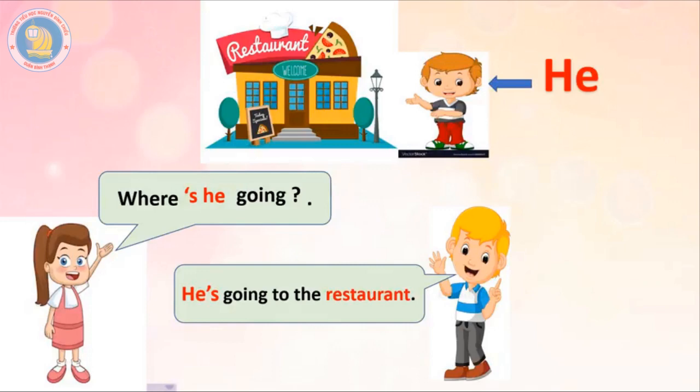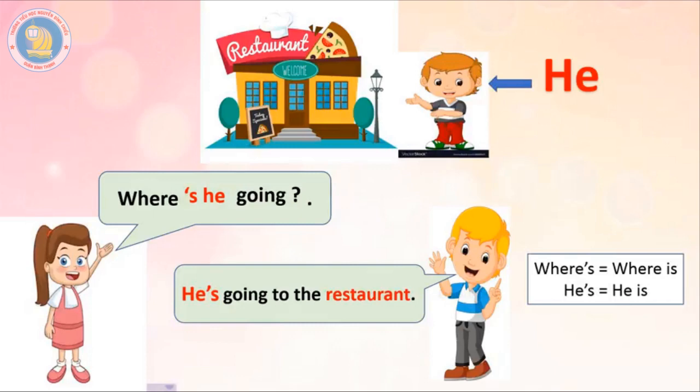Now, everyone, you listen and repeat. Where's he going? He's going to the restaurant. One more. Where's he going? He's going to the restaurant. Where's is where is. He's is he is. That's right.